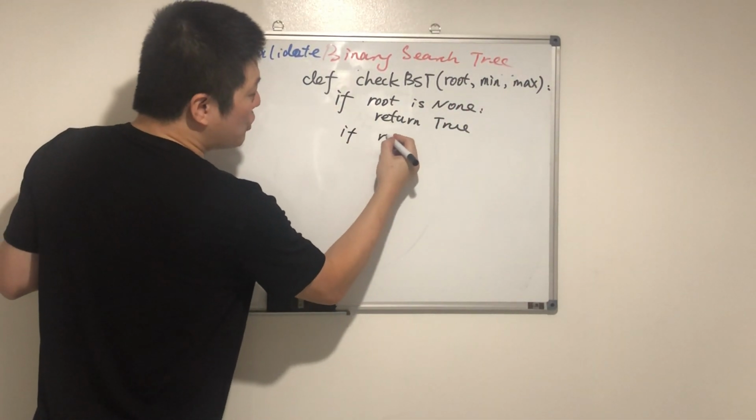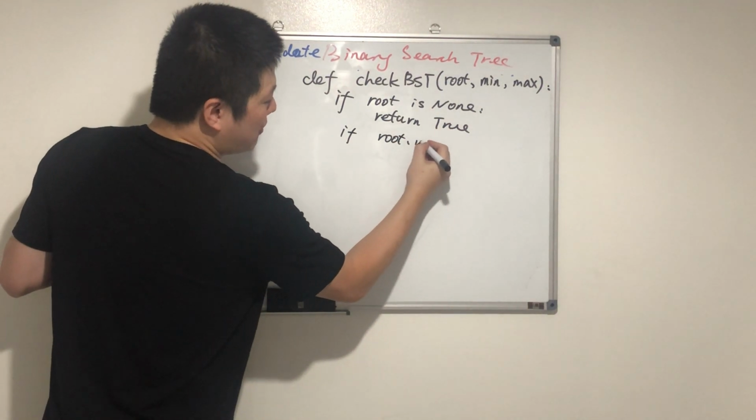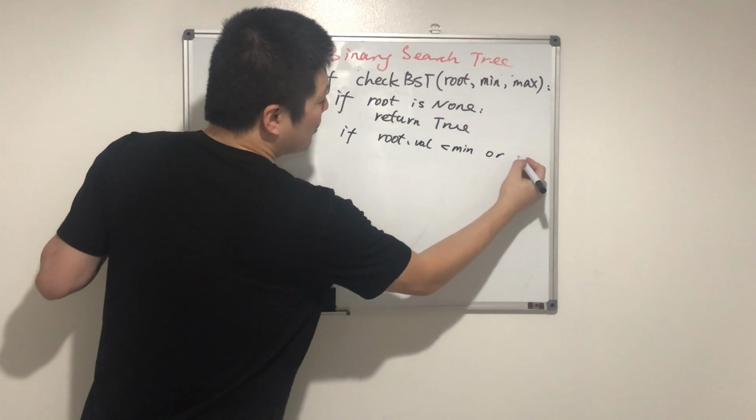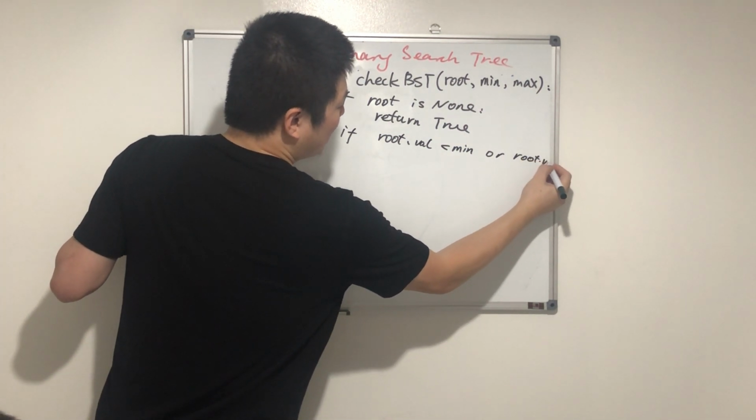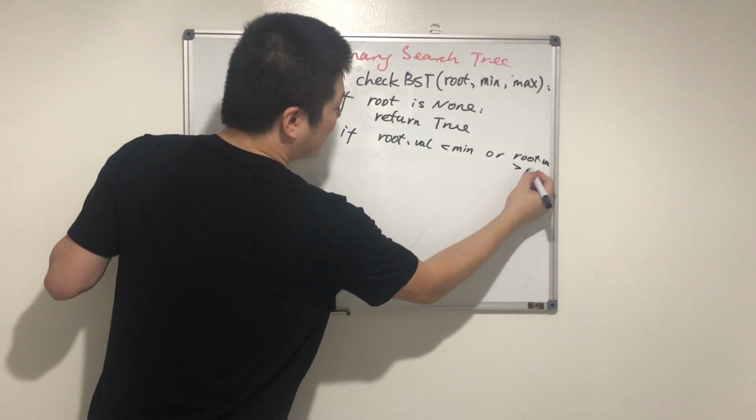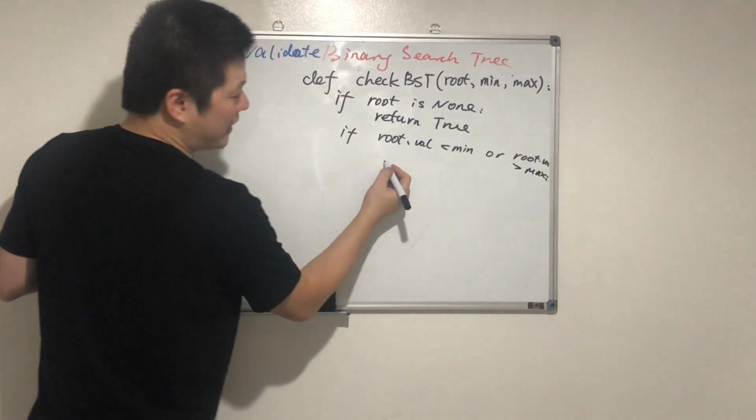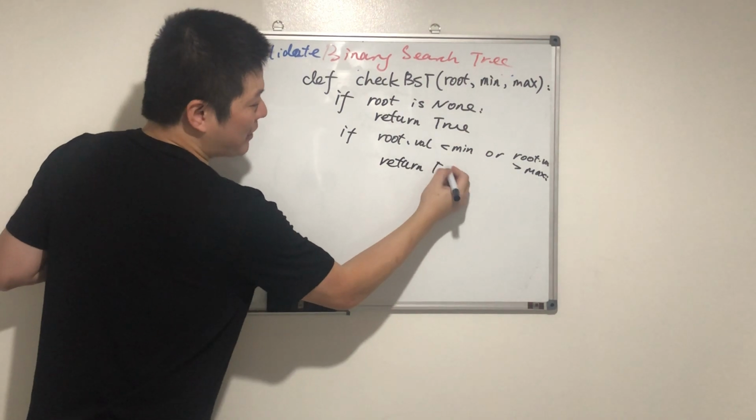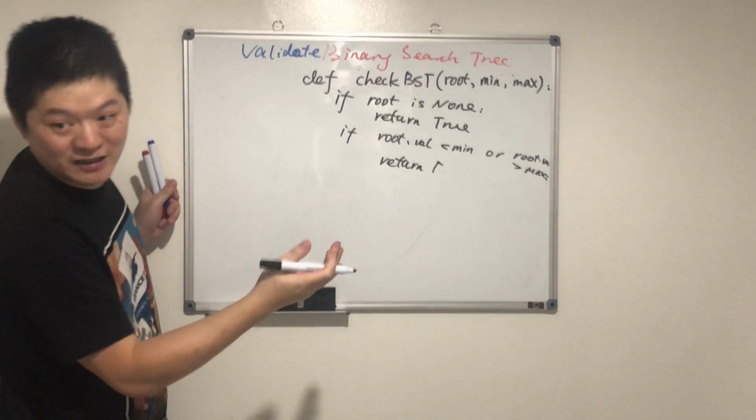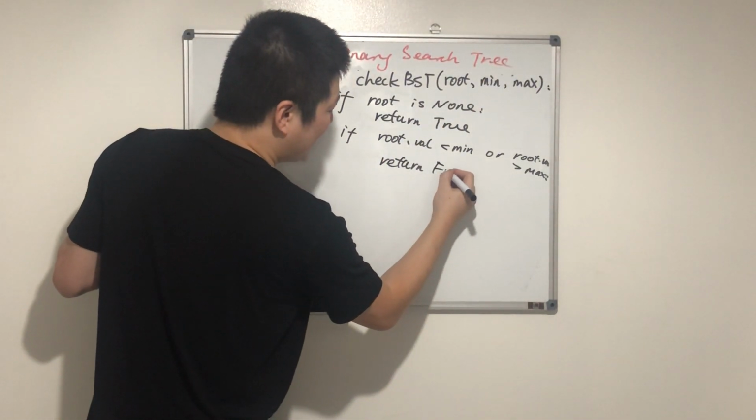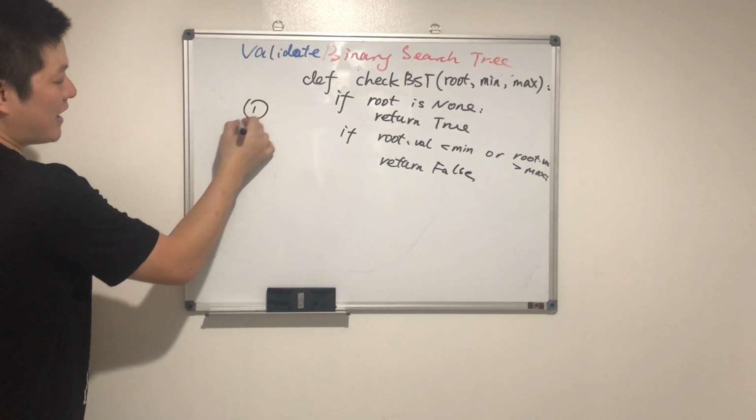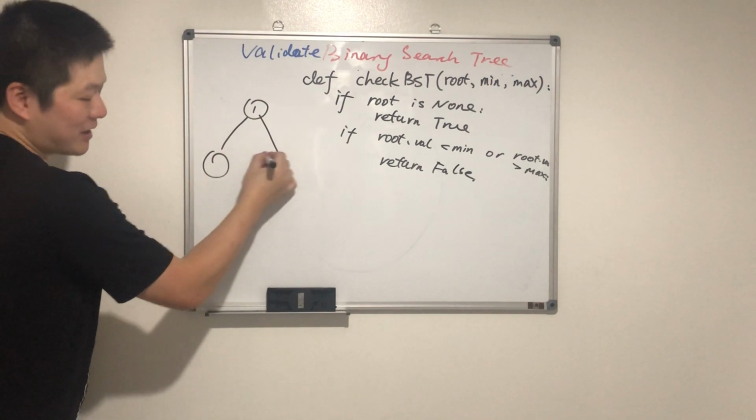If root dot value is smaller than min, or root dot value is bigger than max, what should we return? False, yeah, because it's outside the window, then it's not valid, right? And then we need to recursively check the left node and then the right node, right?